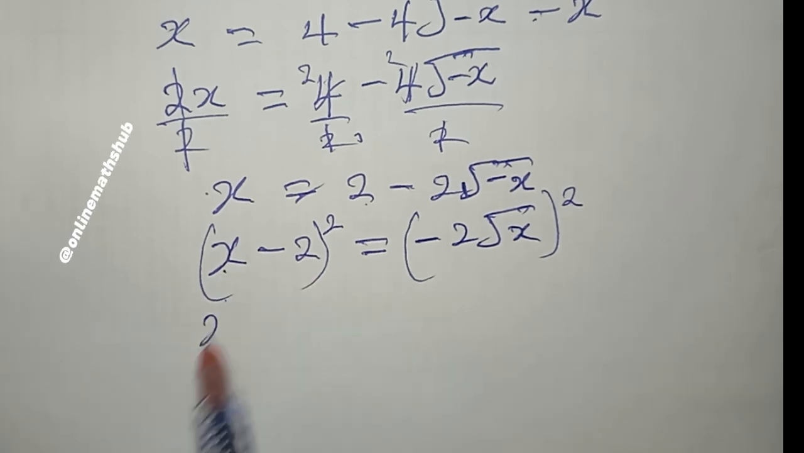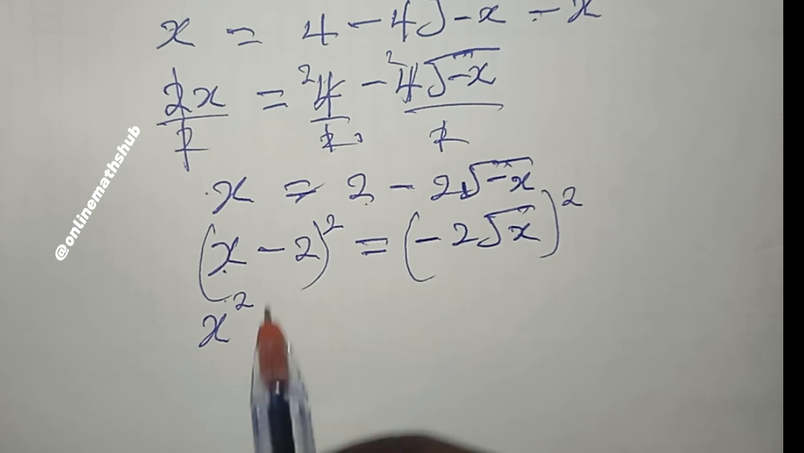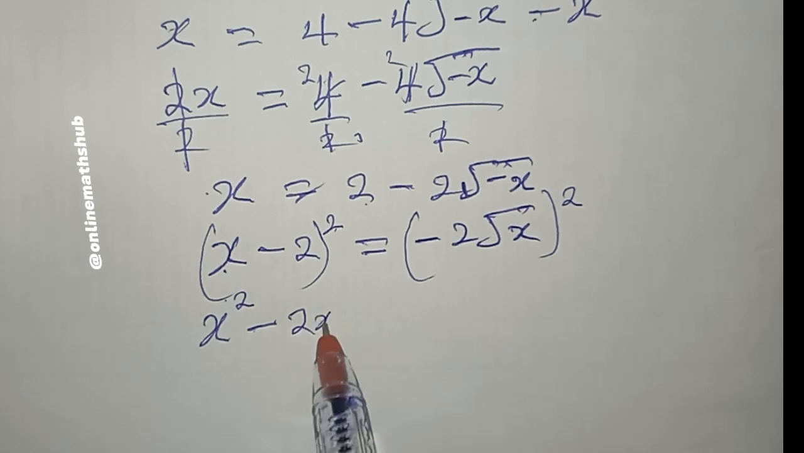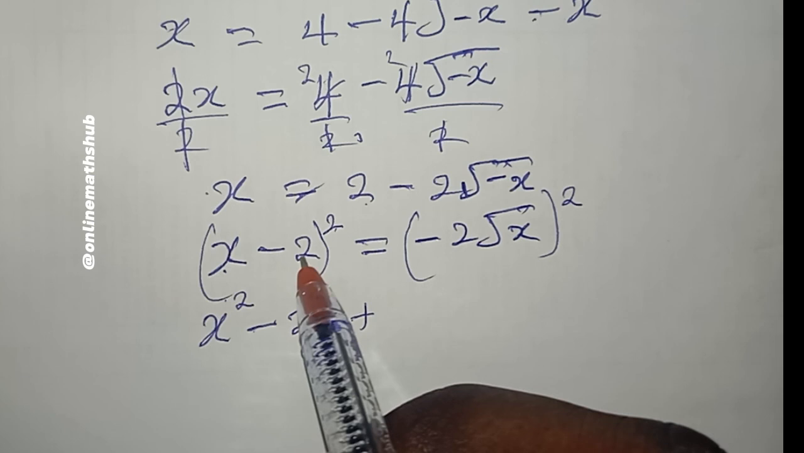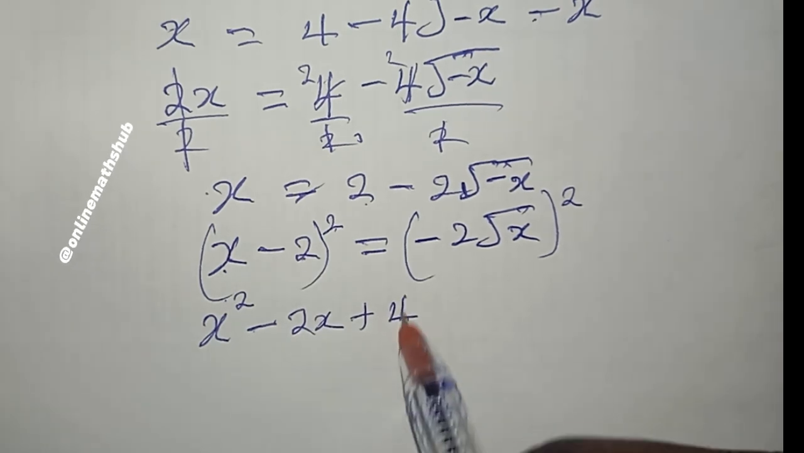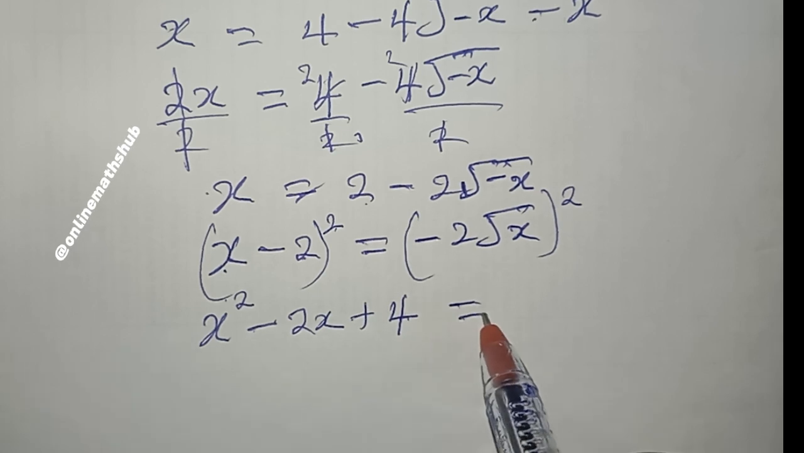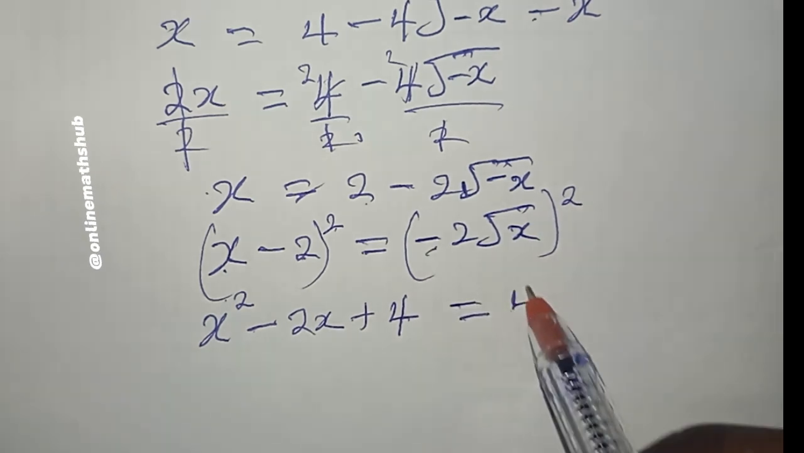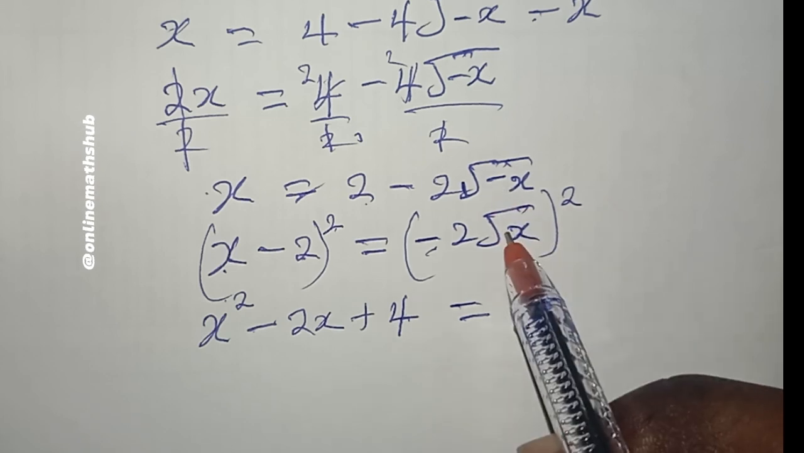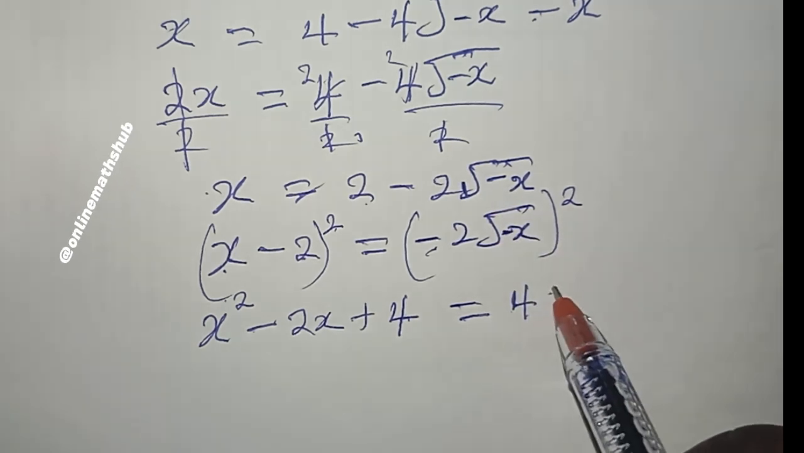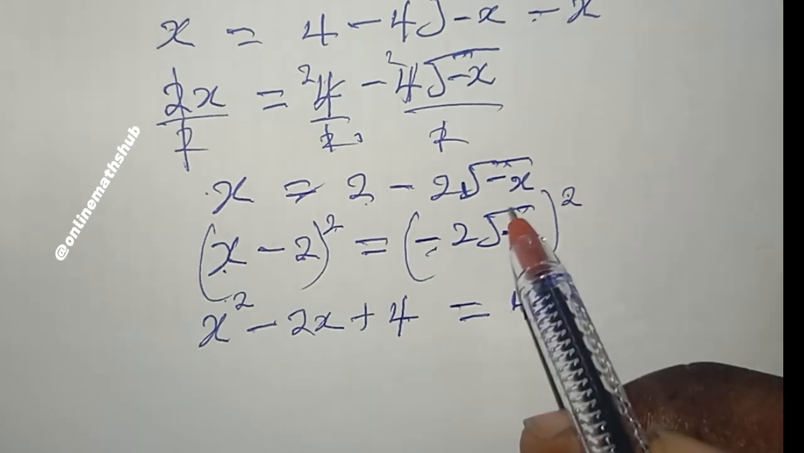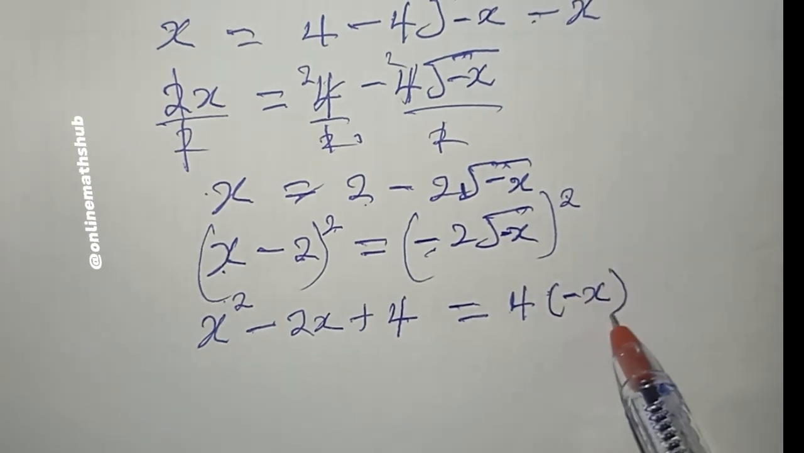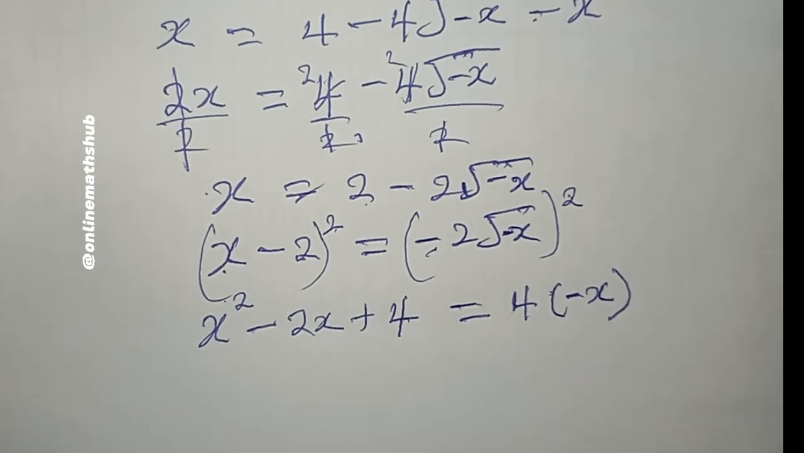we're going to be having that this is x squared, okay, and then minus 2 times x times minus 2, which is minus 2x, and then plus 2 times 2, which is 4. Okay, it is equal to negative 2 power 2 will give us 4, and then so this is negative x also multiplied by this 2 here will cancel this square root, and then I have negative x left.